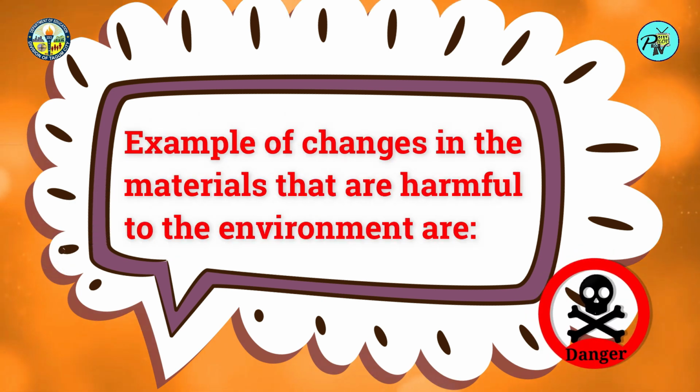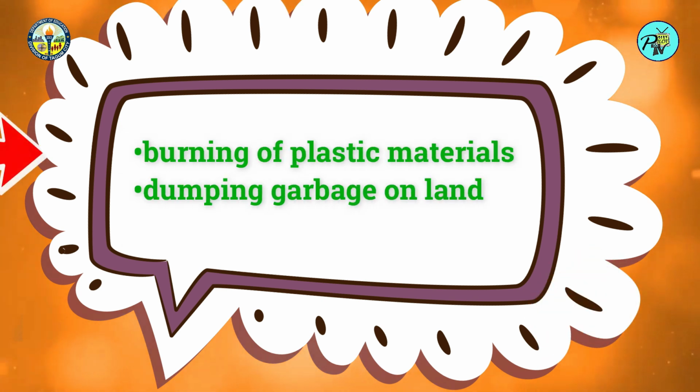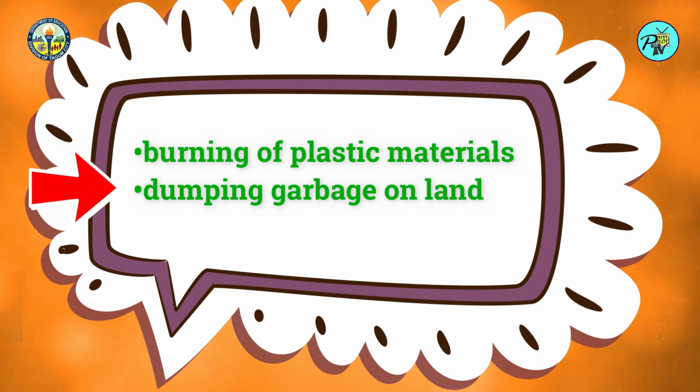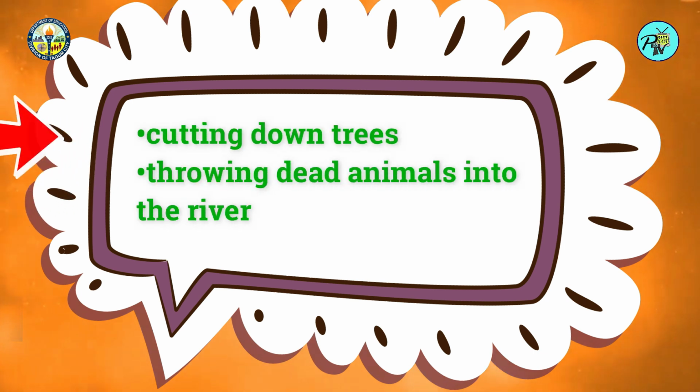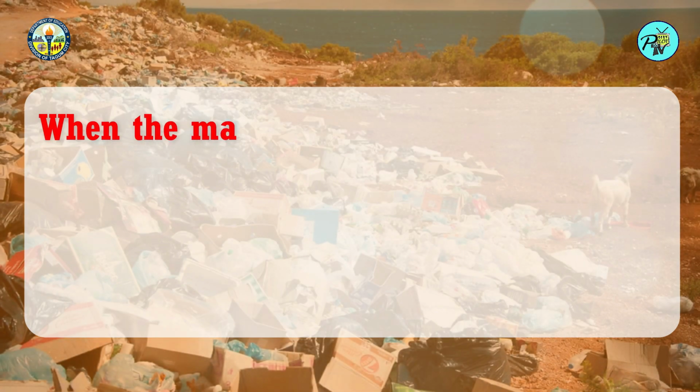Examples of changes in the materials that are harmful to the environment are: burning of plastic materials, dumping garbage on land, cutting down trees, throwing dead animals into the river.